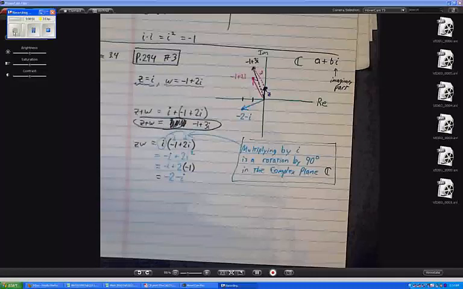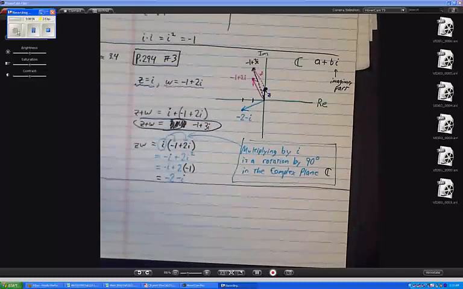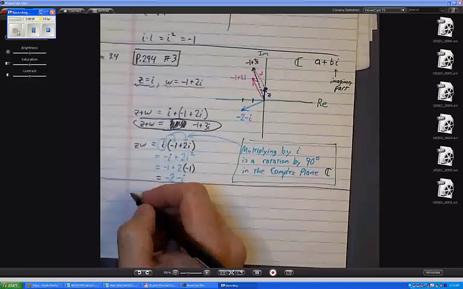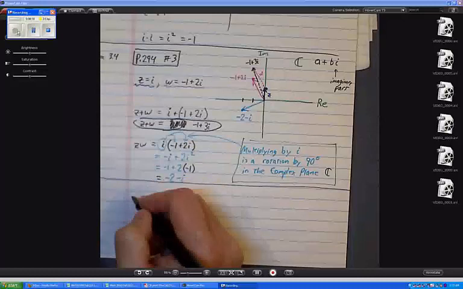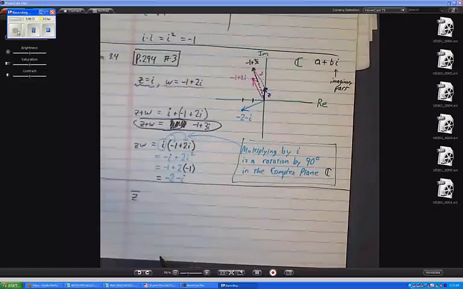Now, so let's go right away. One of the things we have to find, it says, is z bar. Now, what the heck does that mean? The conjugate.